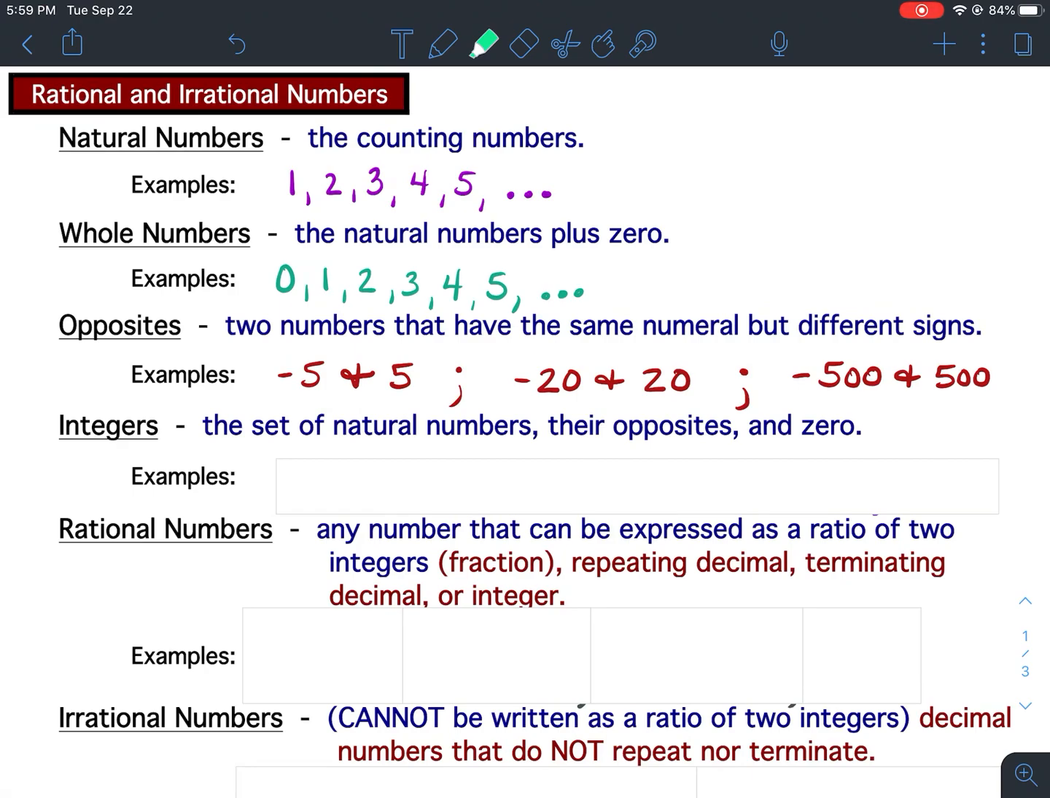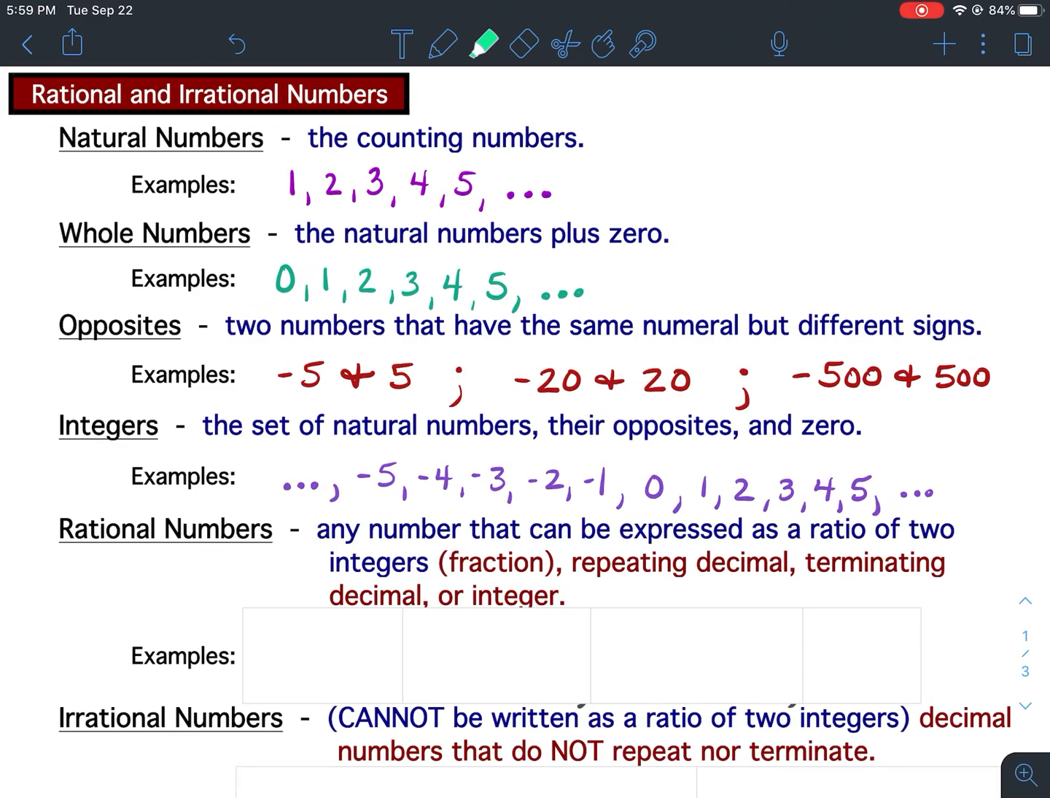All right, integers. Integers is the set of natural numbers, their opposites, and 0. And again, we've talked about integers before. That's why this definition was already written for you. So integers include your negative numbers, positive numbers, and 0. Remember, there's no fractions or decimals in integers.